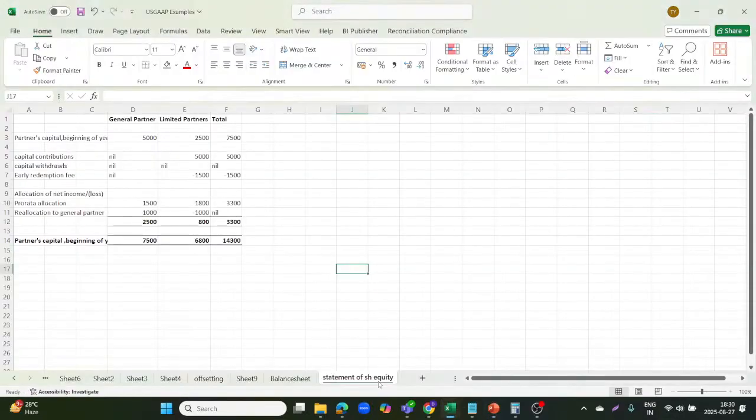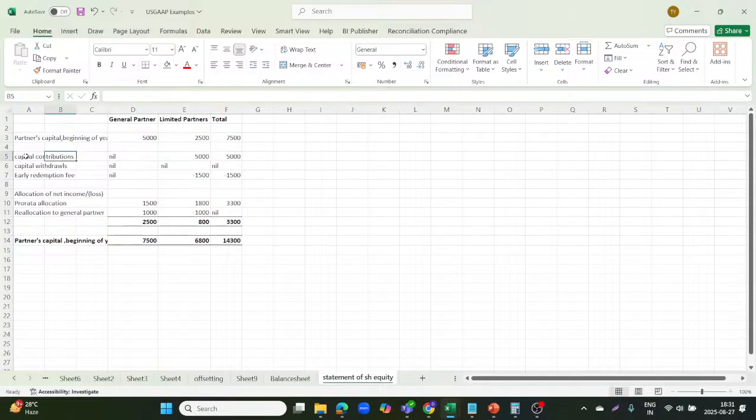Okay, so here first you have partners capital. This is for the general partner, this is for the limited partner. This is the statement of shareholder equity, or you can say statement of partners capital. The partners capital, which is introduced at the beginning of the year by the general partner, is 5,000. The amount introduced by the limited partners is 2,500, and the sum total is 7,500.